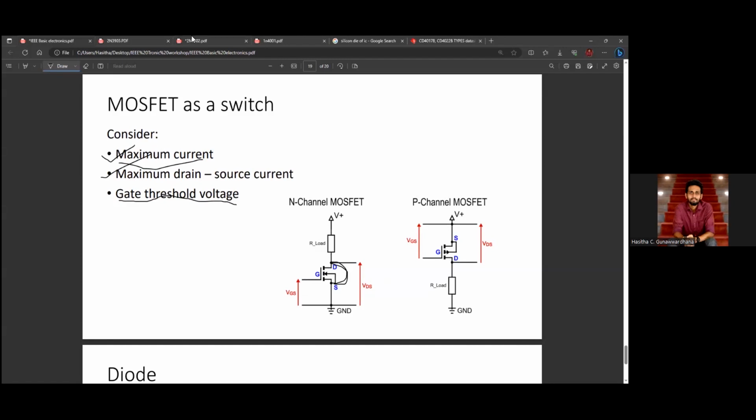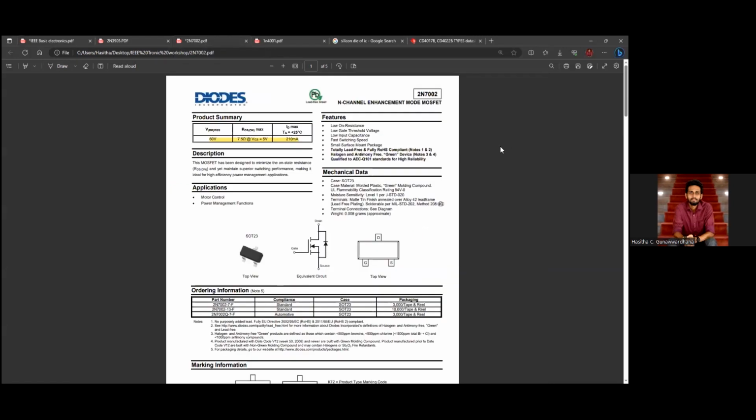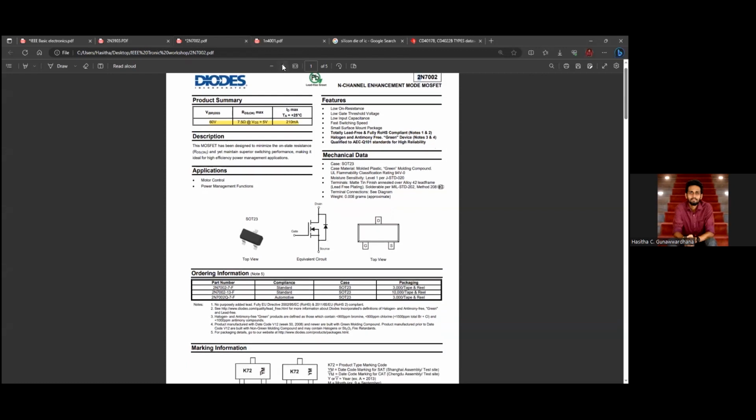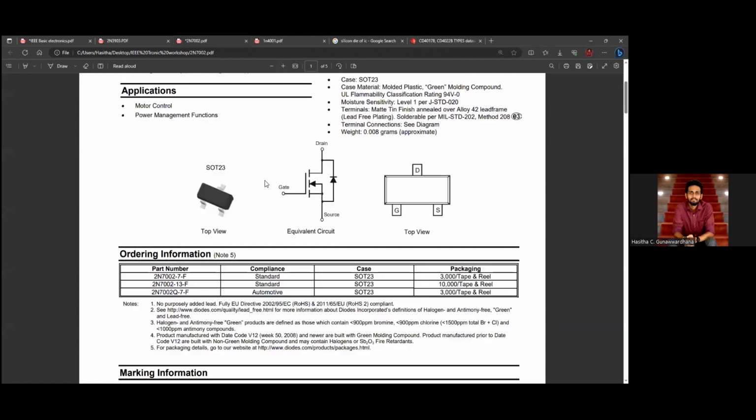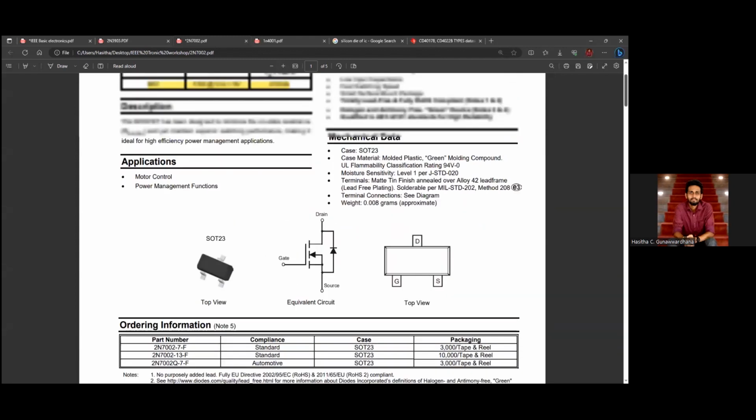If we go to a general purpose MOSFET, you may have seen this type of component mainly in very small devices like motherboards and such kinds of circuits.